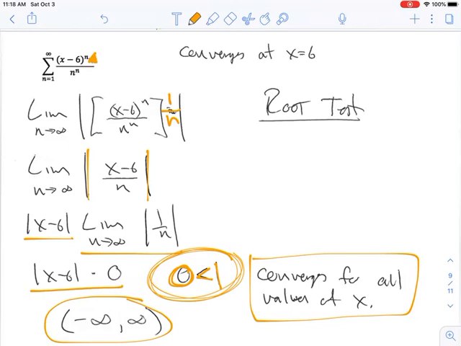Well, there's a bunch of examples of determining convergence, the radius of convergence, and the interval of convergence for power series.